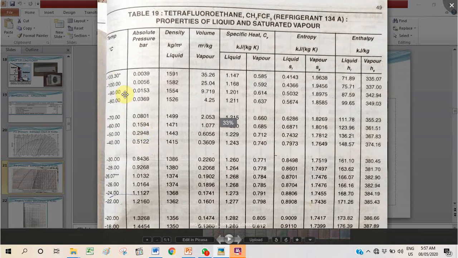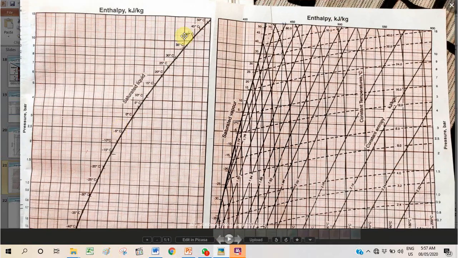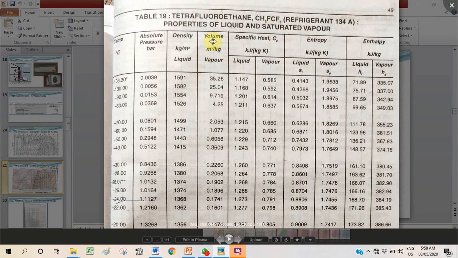Here you can see these are listed according to temperature. So this is a temperature column, and in front of it there is an absolute pressure in bar. It means for a given temperature this pressure will be saturation pressure, just like on pH diagram. Then density of liquid is given. Density of liquid means the values belonging to this. Then specific volume of a vapor, that is saturated vapor, meter cube per kg are given. Specific heat is given, kilojoule per kg Kelvin for liquid and vapor. Then entropies are specified for liquid and vapor, enthalpy for liquid and vapor.